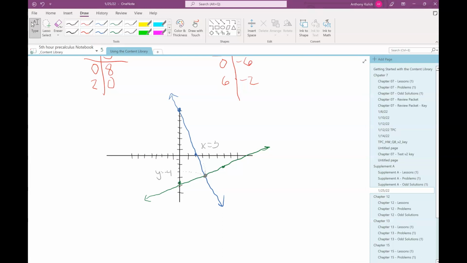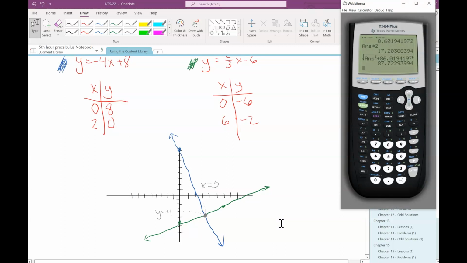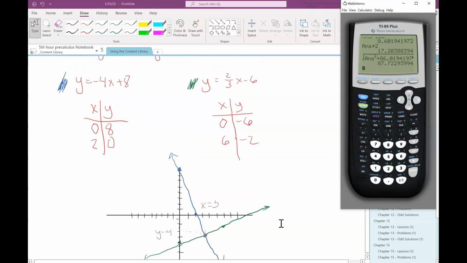Additionally, let's say I had 3, -4. What if I was looking for 2.9, -4? Would it be very likely that I could draw a graph accurate enough to where I could tell the difference between 2.9 and 3? Not really. So doing this by hand is not really optimal. What we'd rather do is do this electronically with the calculator.